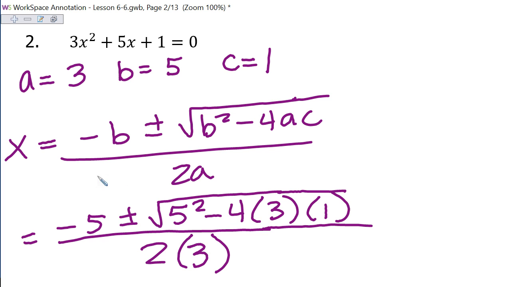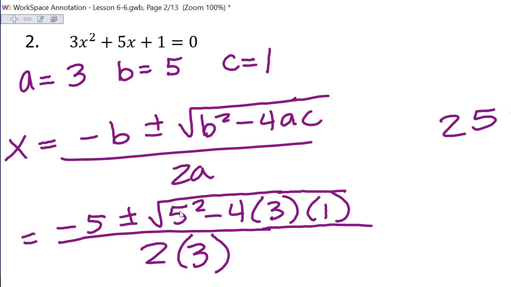And the denominator was 2 times 3. 6. Over here, simplify. We want just one number under the radical. So I'll do the scratch work over here. What's 5 squared? 25. Then put your minus. Now we need to multiply these. What's 4 times 3? What's 12 times 1? 12. So this is just 25 minus 12. What's 25 minus 12? 13.